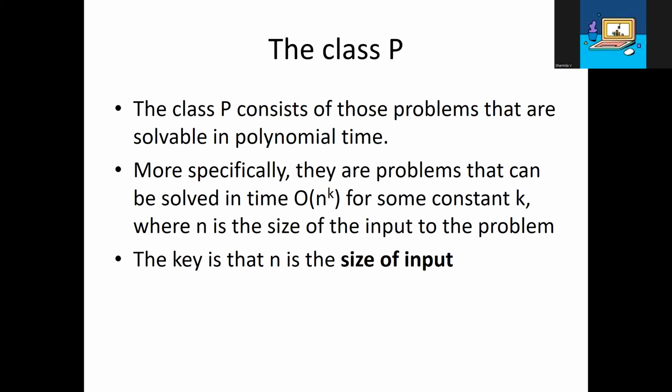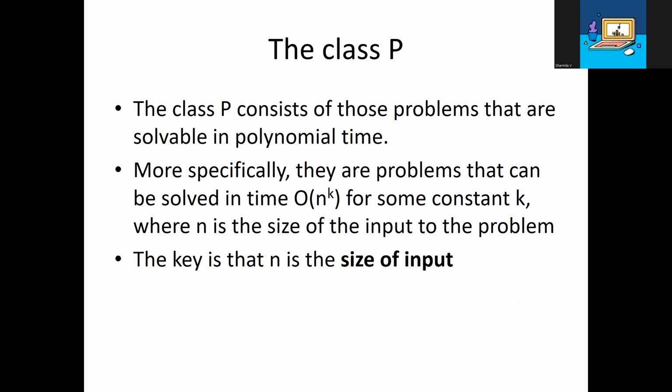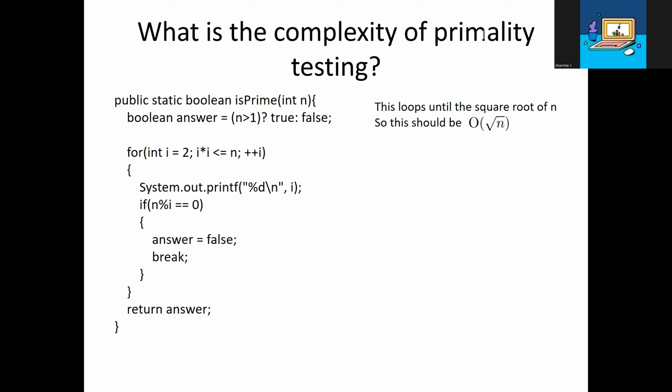The class P consists of those problems solved in polynomial time. If you are able to solve the problem in polynomial time, that is called a class P problem. The problem can be solved in time O(n^k) for a constant k, where n is the size of the input. Primality testing is given as an example of a class P problem. It can be solved in time O of square root of n.